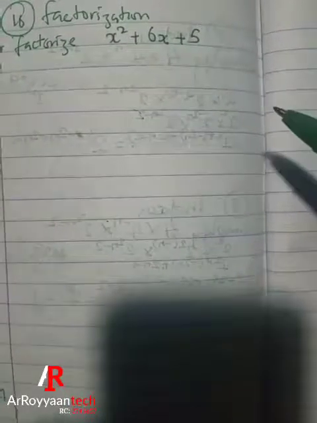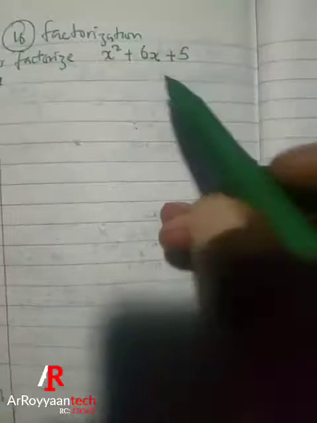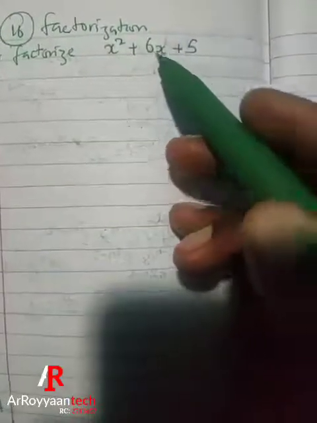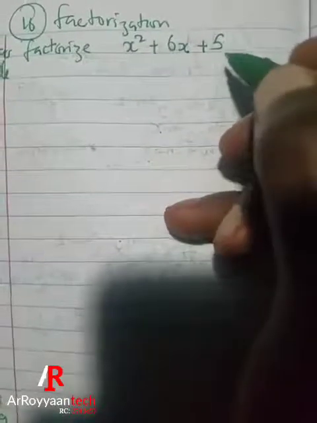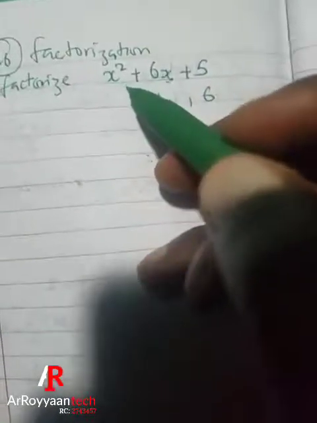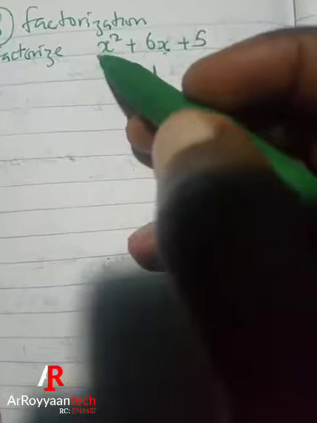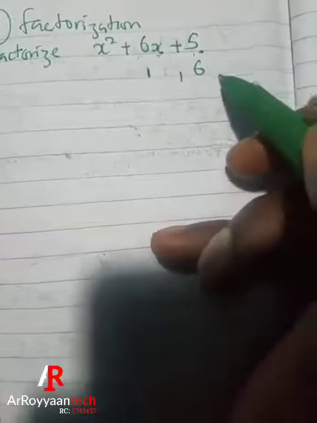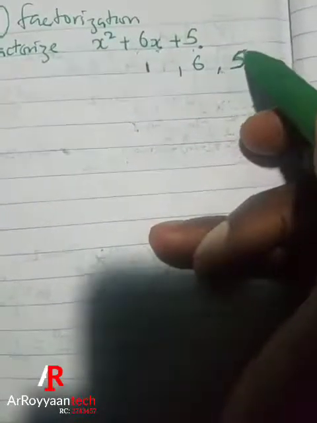If we want to factorize this quadratic equation, firstly we have to know the coefficient of each of the values, the ones that have the unknown. So what's the coefficient of x squared? That's 1. The coefficient of x is 6. The coefficient means the number at the back of the unknown. Since this one is x squared, by default it is 1. This one is a constant, so its coefficient is 5.